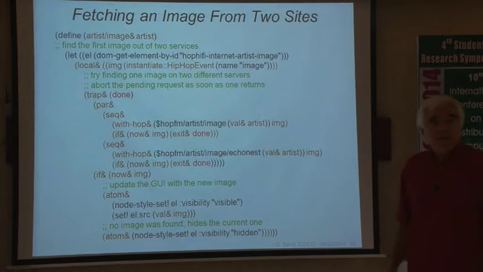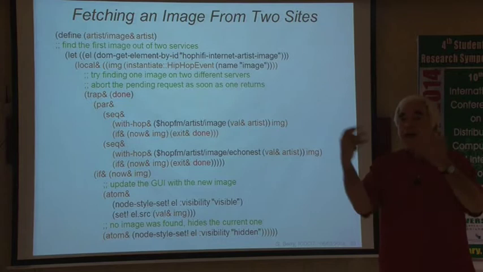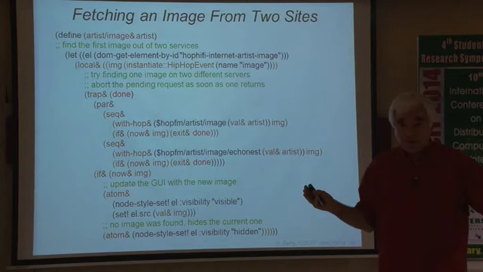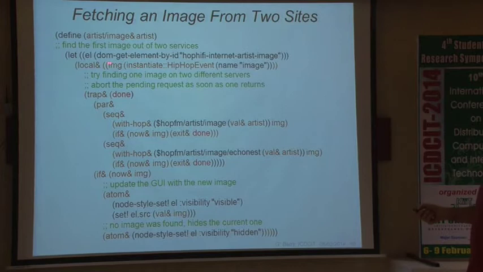That's more interesting. I want to find a photograph of an artist, and I know several sites that can give me this photograph. So I launch requests to all of them, and when one of them answers, I take the photograph and I kill the other request. Okay? Almost no code to do. What you say is, the code is here.